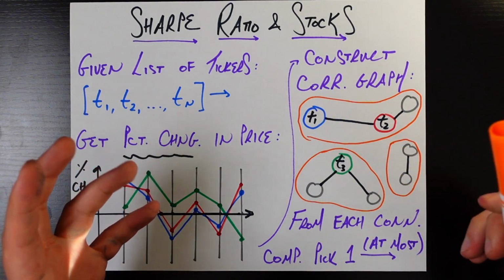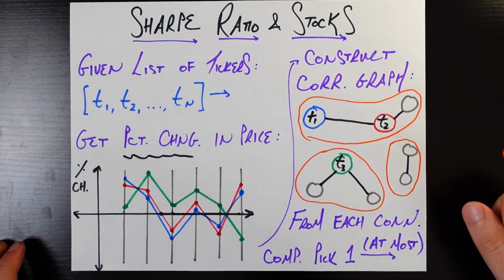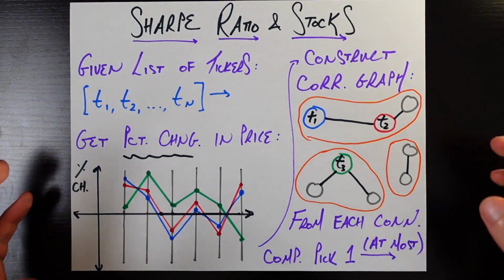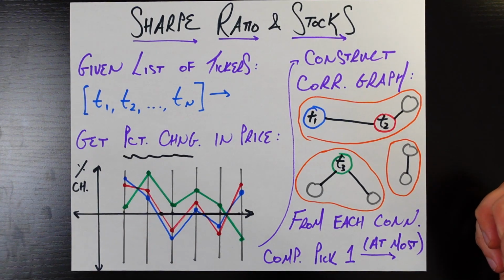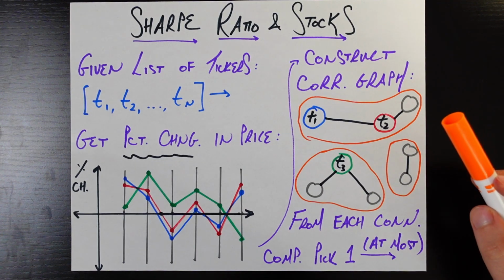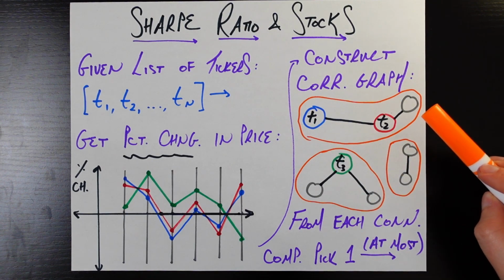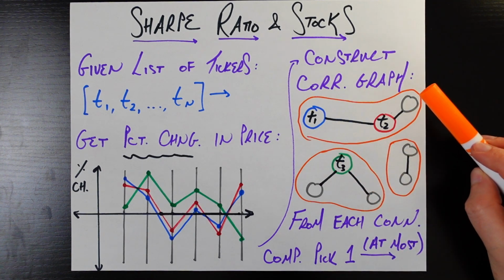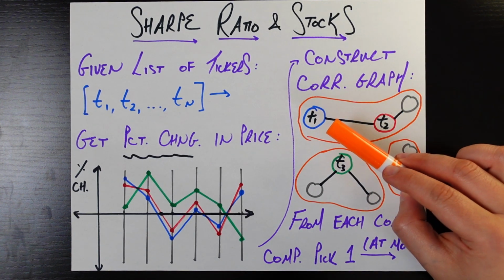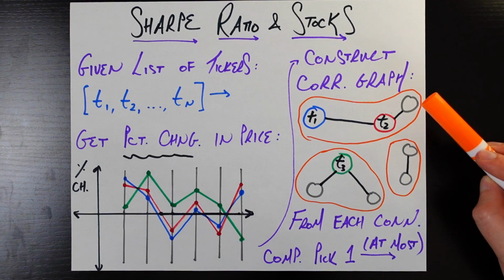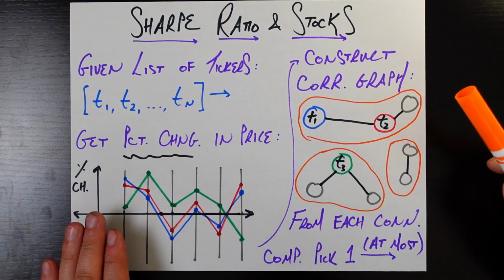So in general, everything within this connected component are highly correlated stocks to each other in terms of percent change. And so you ask yourself, do I want to invest in all of these stocks? Well, not really, because they're so correlated with each other that investing in one of them is like investing in all of them because they share a very similar percent change return.